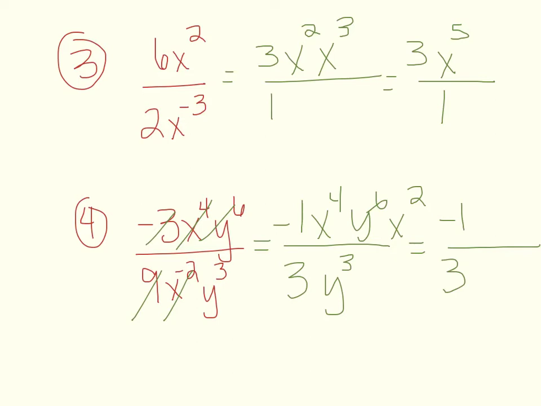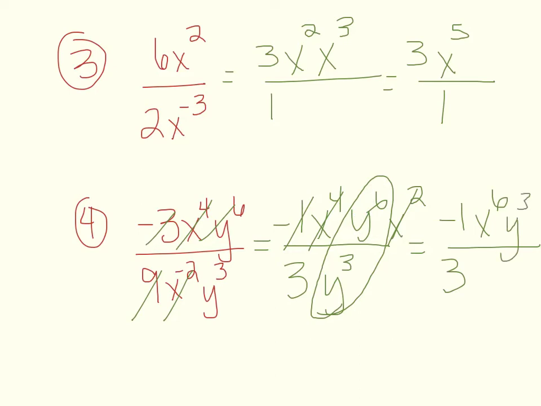Here I have my x's. So I have x to the fourth and x to the second. That's multiplication, so I'm going to add my exponents. 4 plus 2 is 6. That gets rid of those. Now my y's. This is division, so you're going to subtract. 6 minus 3 is 3, and 6 is larger, so my leftover ones are going to be in my numerator.